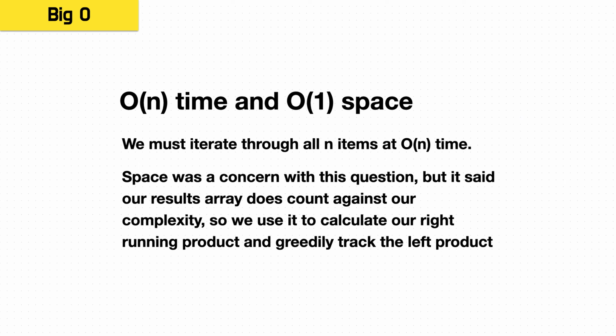This is going to operate in linear time, so we iterate through all n items, and it's only going to take O of 1 constant space. We were told the results array does not count against our space complexity, so using it as a data structure added nothing. Then we used a variable for the left running product, which adds no additional data structures, so overall it's just constant space, fulfilling that constraint.